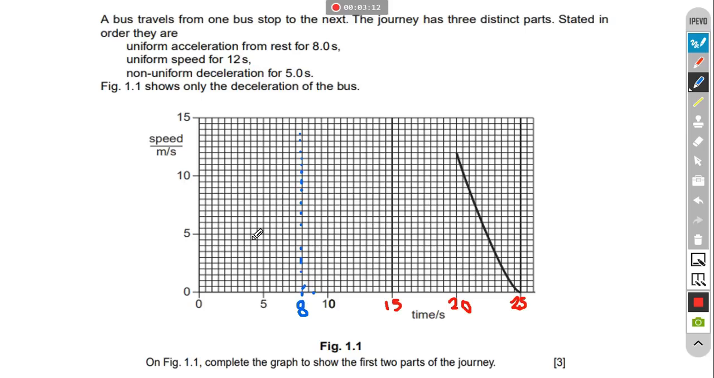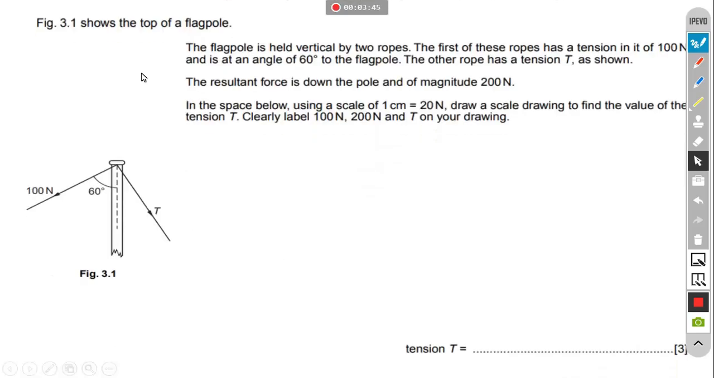So from here, it was accelerating, constant acceleration, uniform acceleration, and then at this point it was traveling at constant speed, and then non-uniform deceleration. So let's draw, take a line, use different colors, and then another line from the starting point to that point. And that's how you answer this question. So next we'll go to vector forces.